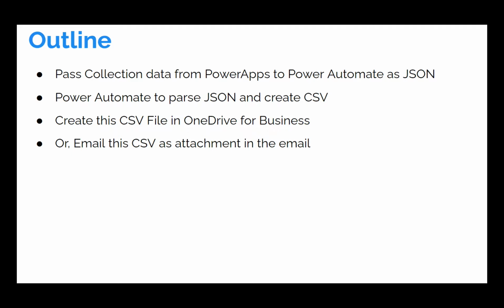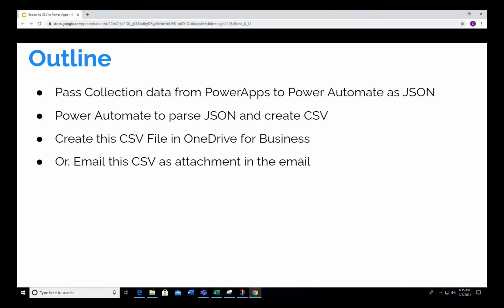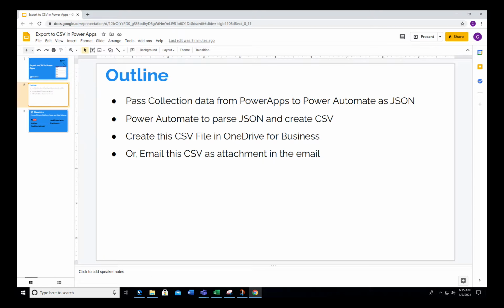Then you will use Power Automate to parse the JSON and create the CSV, and once you have it in CSV, you have many options to use that CSV. The example app that I showed you, you could send that as an email, as an attachment in the email, but you can also create the CSV file in OneDrive for Business or SharePoint or whatever you want to. In this case, we'll show you many of these examples. All right, so let's get started.